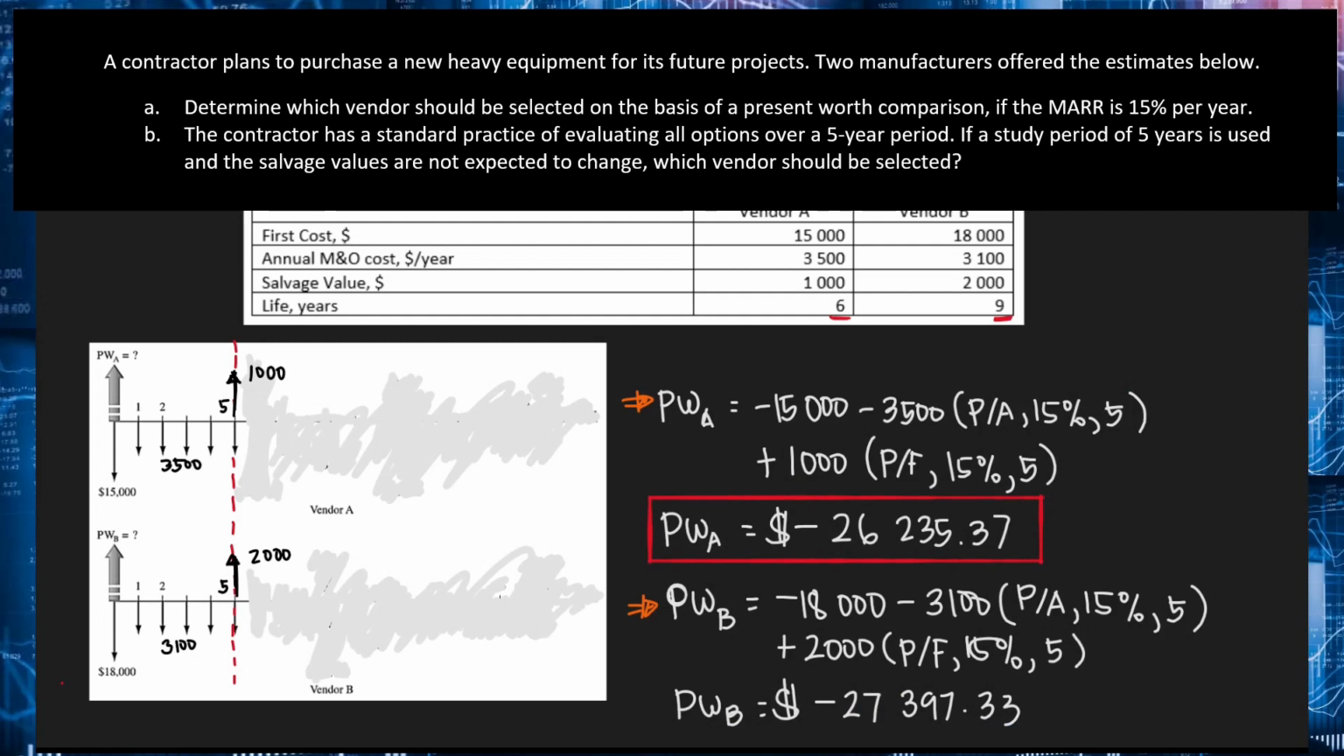Kanina, sa first question natin, we evaluated the two alternatives for their whole useful life. And then, we have chosen vendor B as the better alternative. Ngayon naman, for a study period of only 5 years, lumalabas na si vendor A, yung mas better.